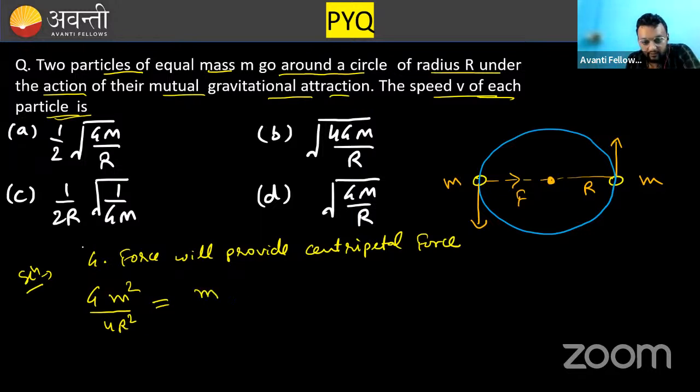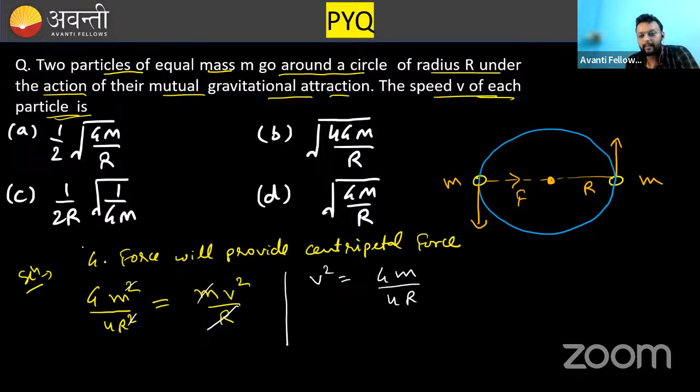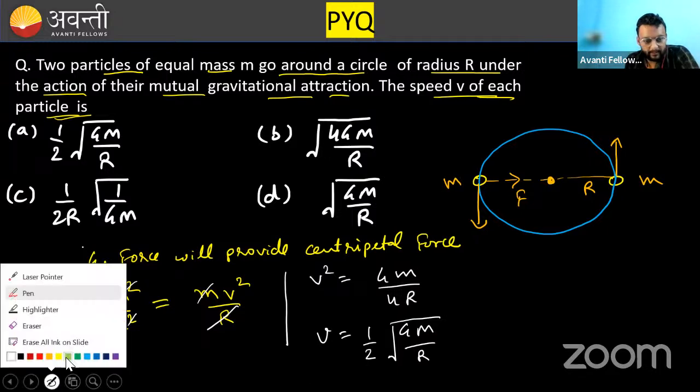What is the formula for centripetal force? That is m v squared by r. Now you can cancel things out: r cancels the power, m cancels the square. So here you can write v squared equals G m over 4r. If you take v, what you will get is the square root of G m over r, and the square root of 4 is 2. So this is our answer.